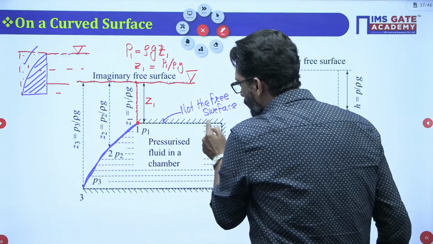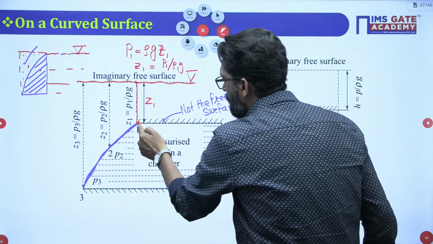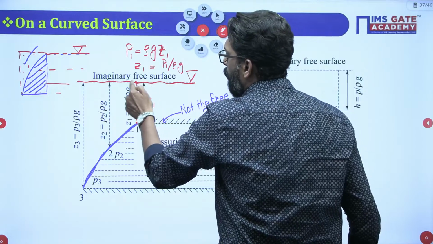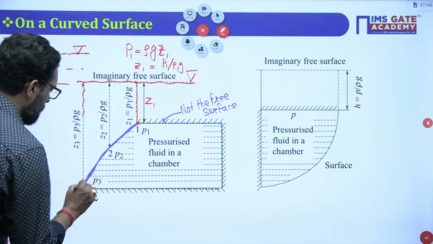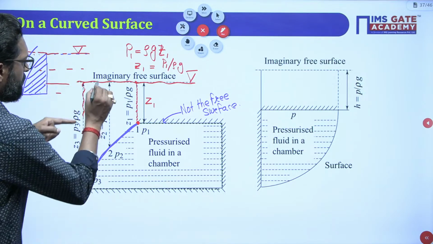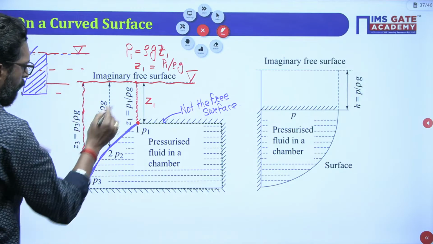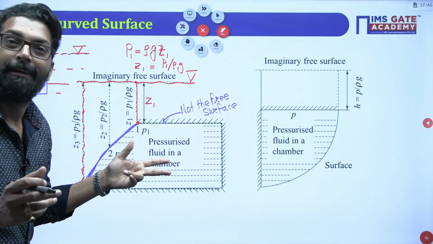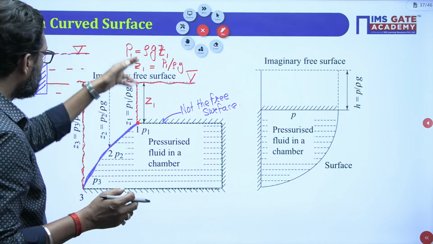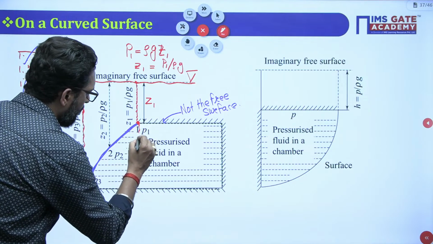So if you extend up to the imaginary free surface from this point, what is the volume contained within this region? Now extend this one. Why? Because this is your imaginary free surface. So what is the volume of this one? That is your vertical force. So how to calculate? Calculate this total volume.